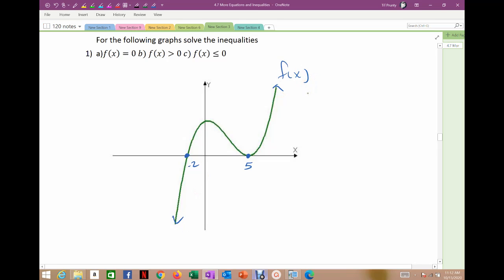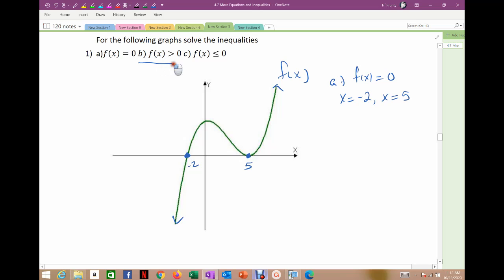The first thing we do is find the boundaries to solve the inequalities. Part A is asking me when the function is 0. Well, what are the boundaries? It's 0 when it crosses the x-axis, and it crosses the x-axis at -2 and at +5. That means everywhere else, it's either positive or negative. It's 0 at -2, and it's 0 at 5.